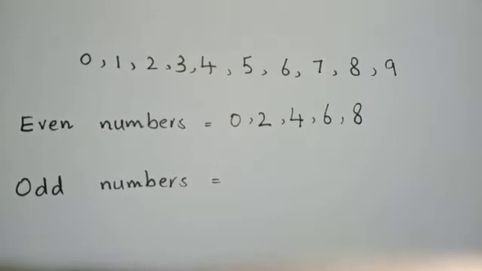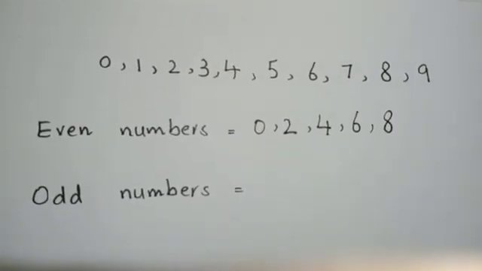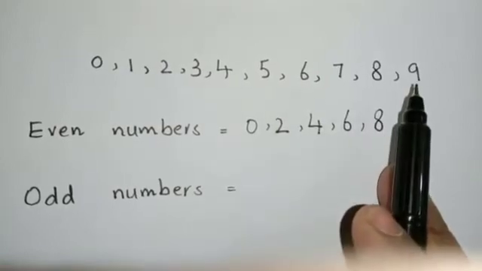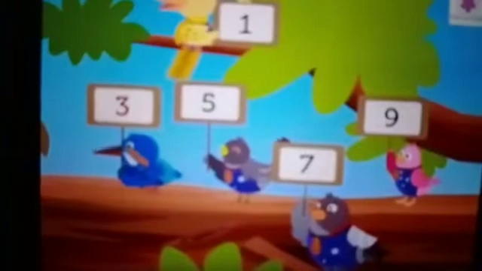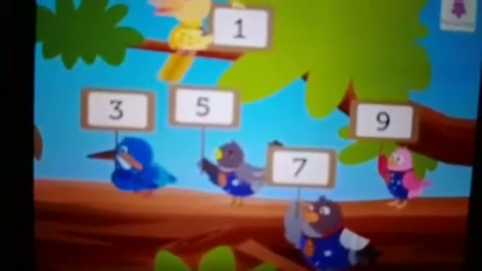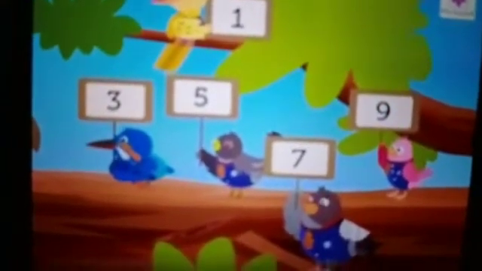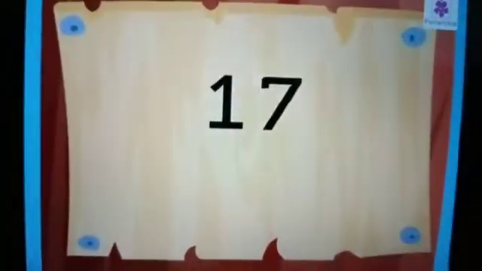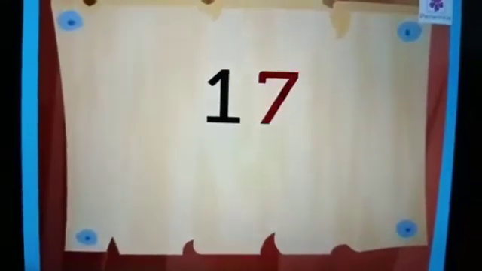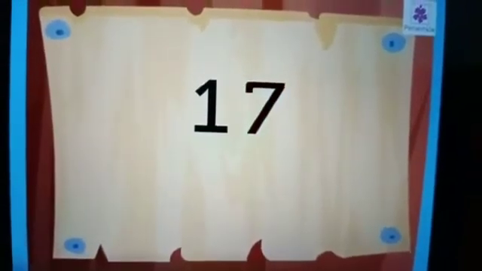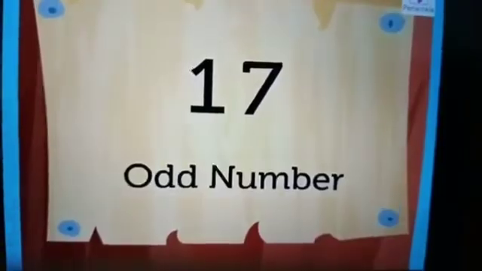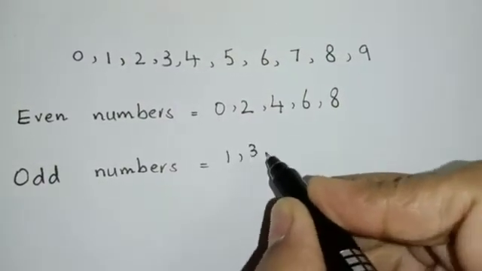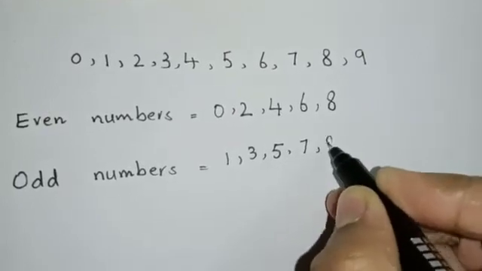And what are odd numbers? The numbers which are not divisible by 2 are called odd numbers. Look at this. 1, 3, 5, 7 and 9 are all odd numbers. The numbers which have 1, 3, 5, 7 and 9 in the ones place are called odd numbers. Look at this. It's 17. In the ones place it's 7. So it is an odd number. It is not divisible by 2.